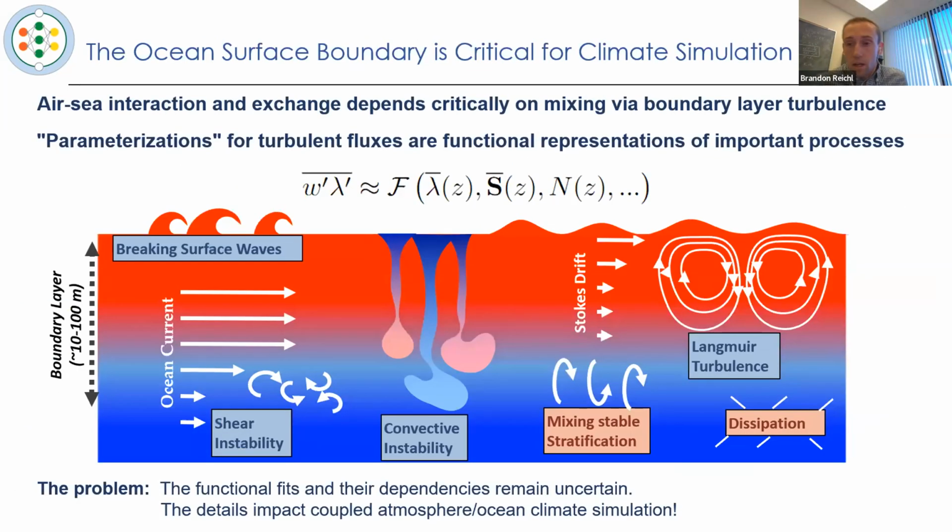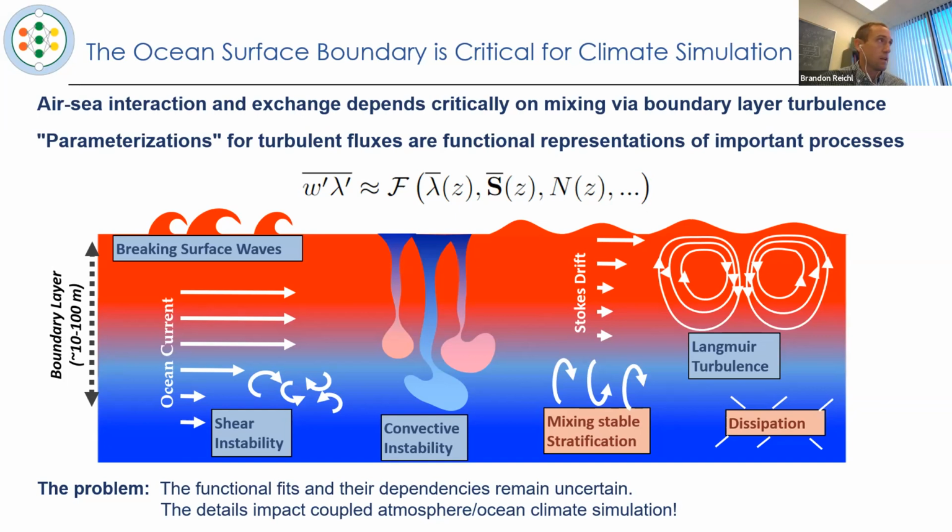There we go. So I don't think I have to do too much more to motivate why the ocean surface boundary layer is particularly important for simulating coupled climate. Of course, getting the mixing on both sides of the boundary layer, both in the atmosphere and in the ocean, is very important for getting these exchanges of important properties like heat and gases between the atmosphere and eventually the ocean interior. Ultimately, these turbulent fluxes are not resolved by the model, so they need to be parameterized.